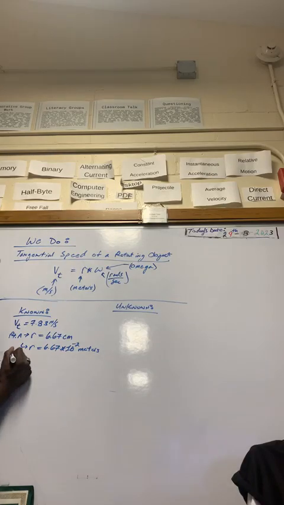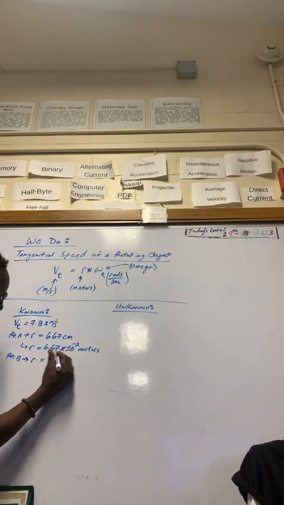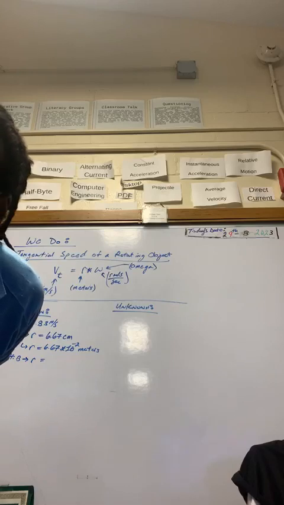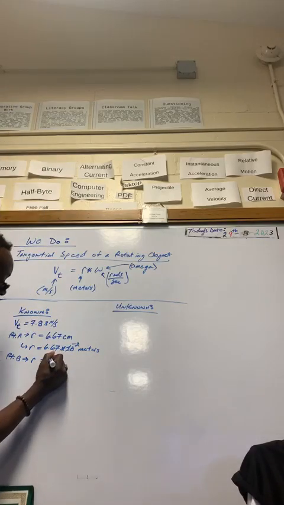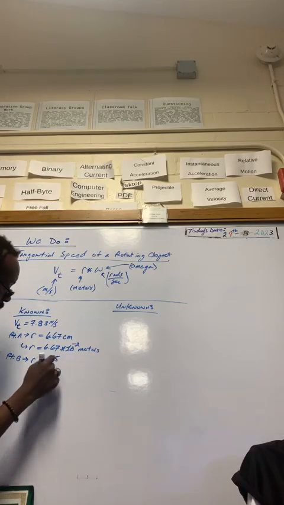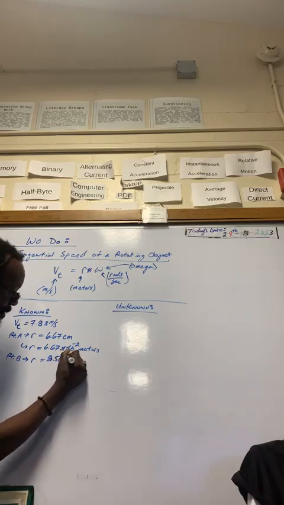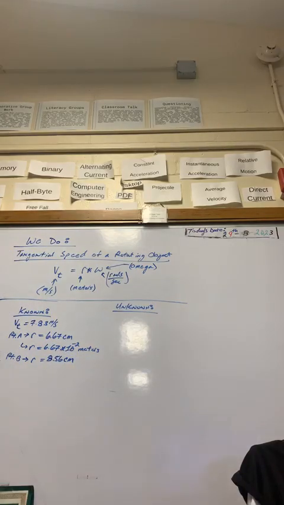All right, next, part B. They give us another radius. And that was 8.56 centimeters. We can't use centimeters.